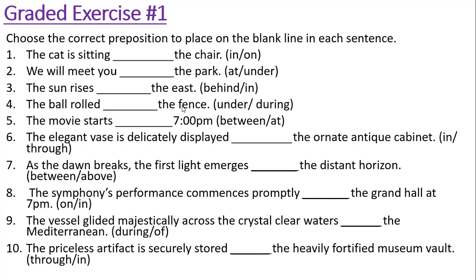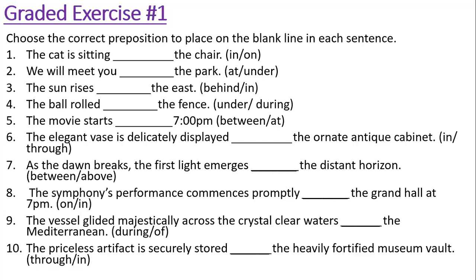And the cat is sitting in the chair. In the chair? Okay, good. How many persons have "in" for number 1? Number 1 is "in." No. Would you put "in"? Is it in or on? On. Because on. There is an item.